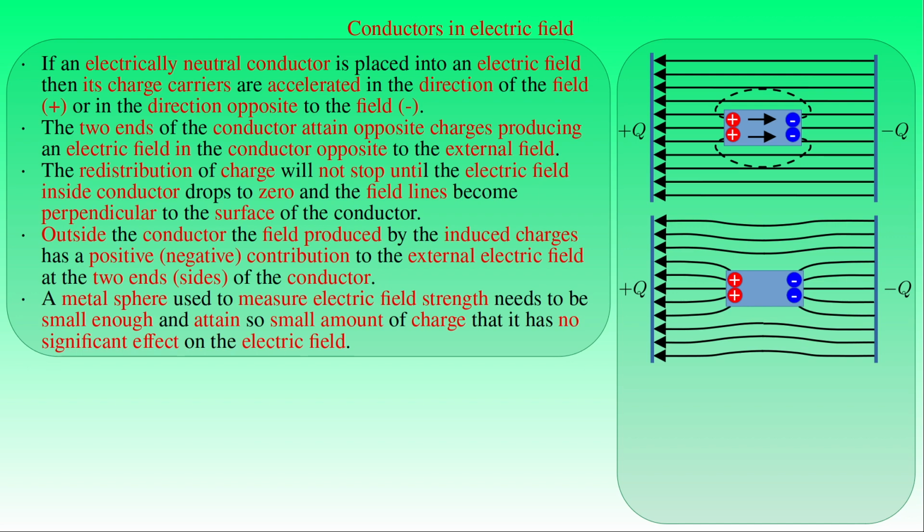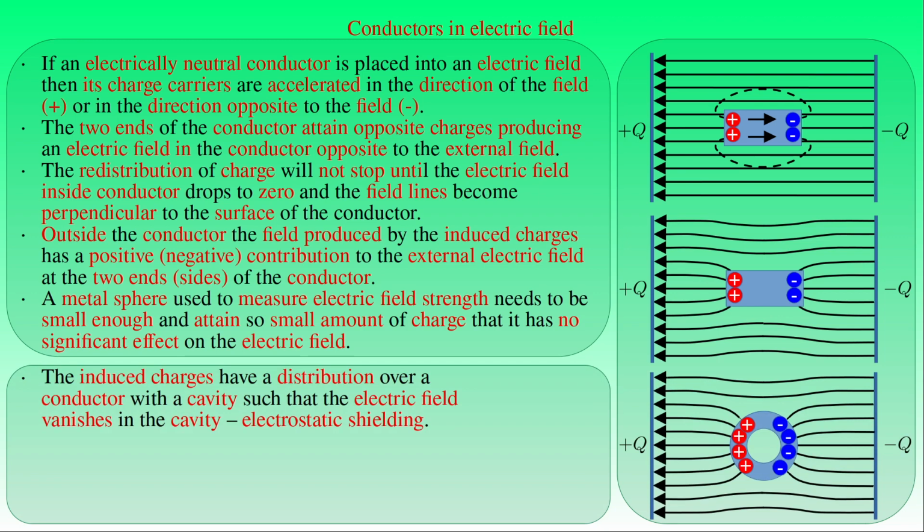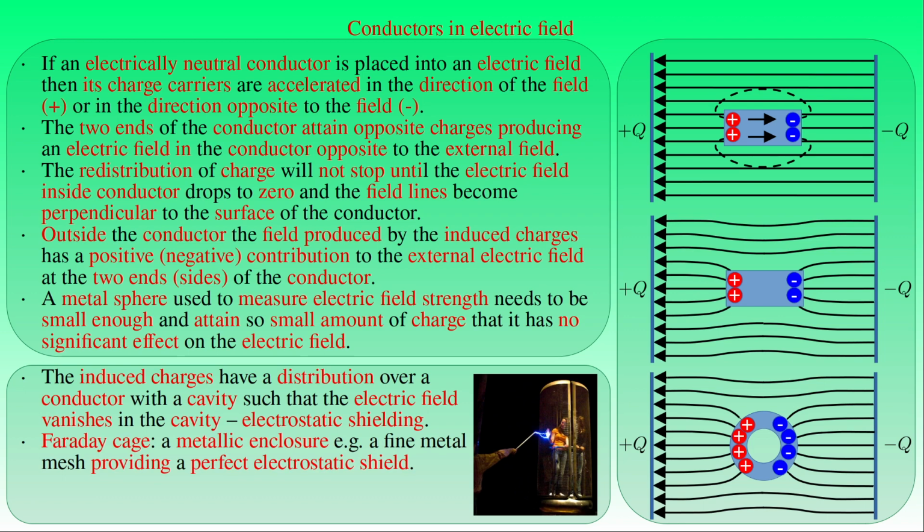For a conductor with a cavity, the induced charges have a distribution over the surface of the conductor in equilibrium such that the electric field vanishes within the cavity. In other words, the external electric field cannot penetrate the cavity because the conductor shields the cavity from the electric field. A metallic enclosure, for example a fine metal mesh known as a Faraday cage, can provide a perfect electrostatic shield for the space enclosed by it.